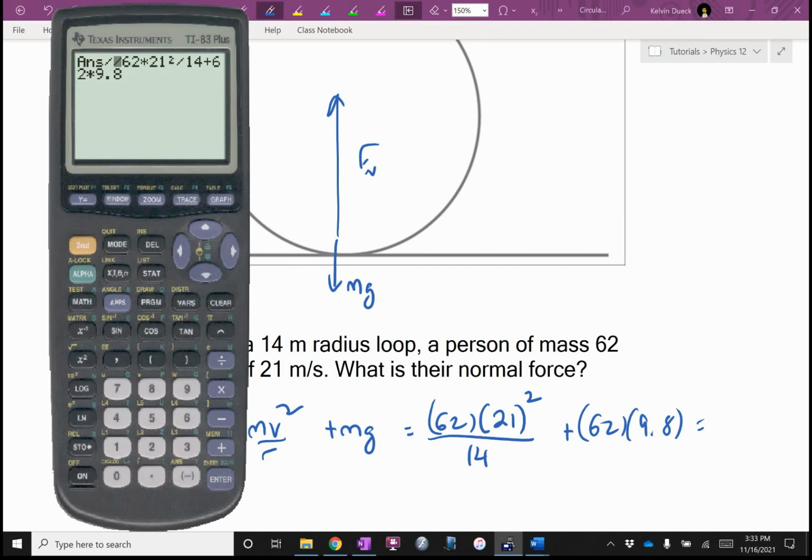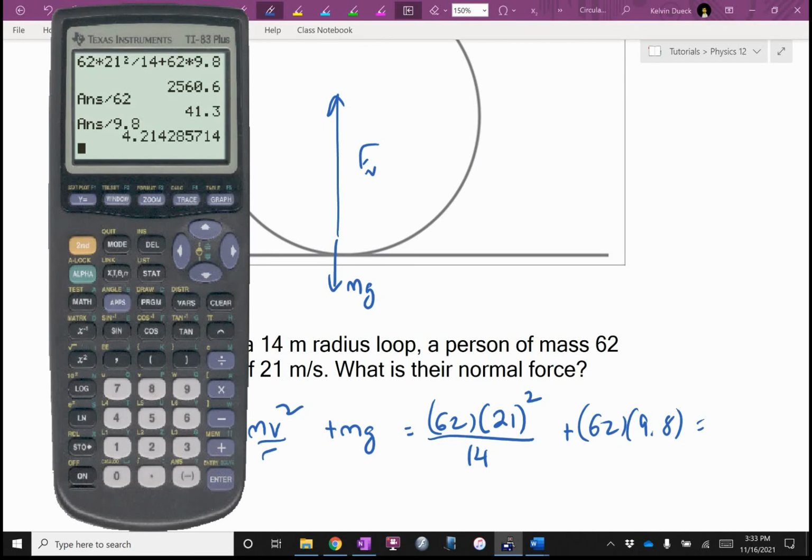What did I type in wrong, Mr. Duick? Oh, answer button? Really, Mr. Duick? 62 times 21 squared divided by 14 plus 62 times 9.8, and I get 2,560. If I divide that by m, that gives me their acceleration. If I divide that by 9.8, that tells me how many G's.